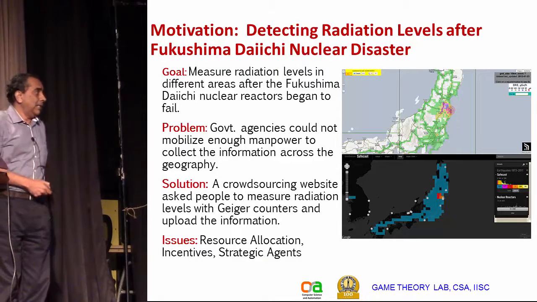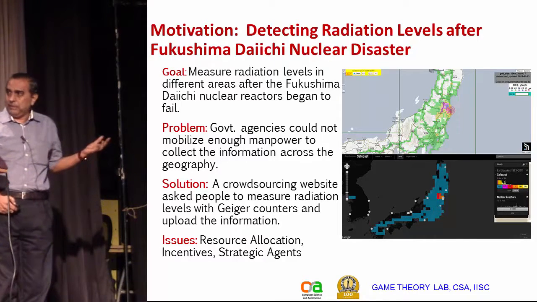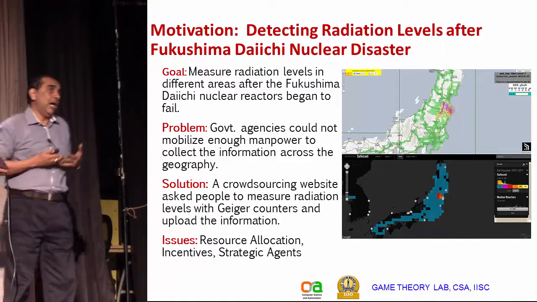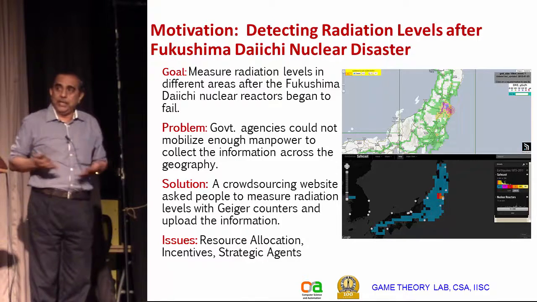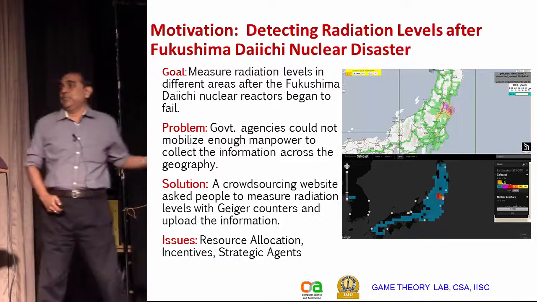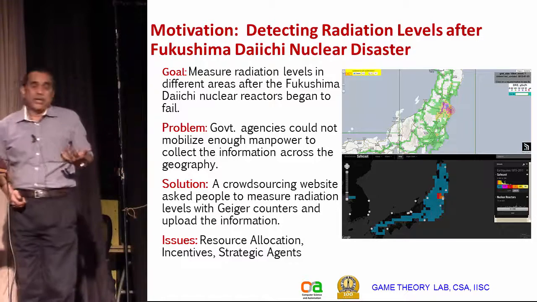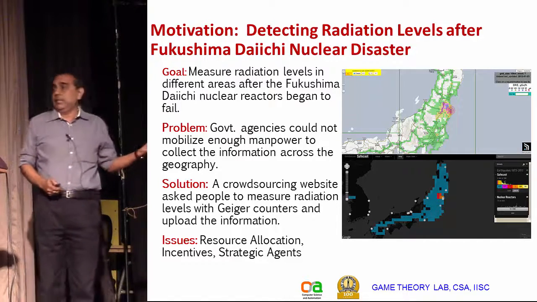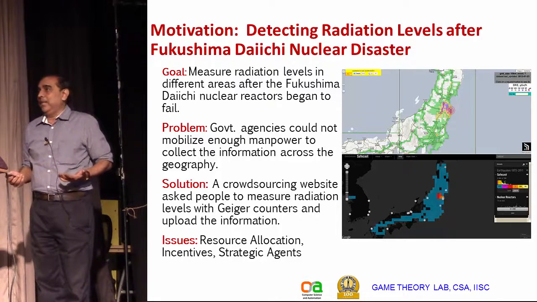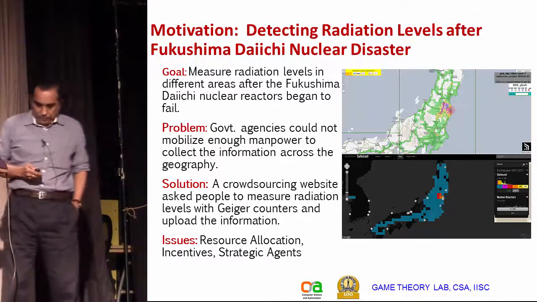And it turns out that in this whole exercise, resource allocation was very important. The number of Geiger counters was an issue, and how these Geiger counters are allocated to different parts of the country was very important. What kind of incentives must be given to all the citizens in order to upload the correct information was another issue. You also had to deal with human beings here, and human beings tend to be very strategic, and they may or may not upload accurate information.